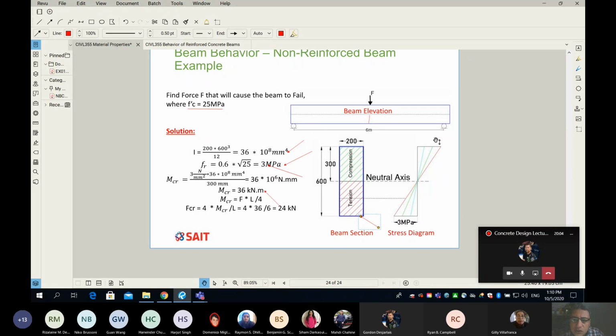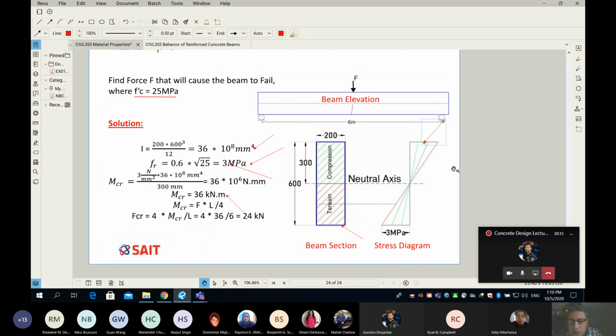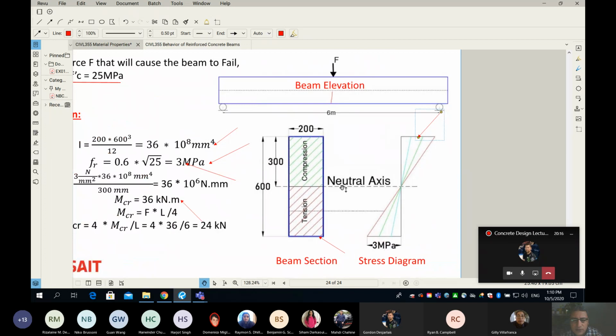Okay, now, guys, see what happens. I'm asking you, what is the stress when your beam fails? What is the stress here? Anybody to tell me? At the moment that you see right now, when the stress at the bottom fiber is equal to 3 MPa, that's in tension. I'm asking you, how much in compression? Any help?